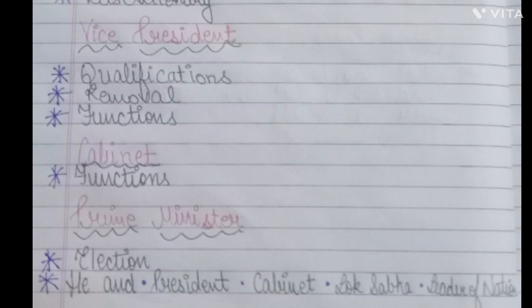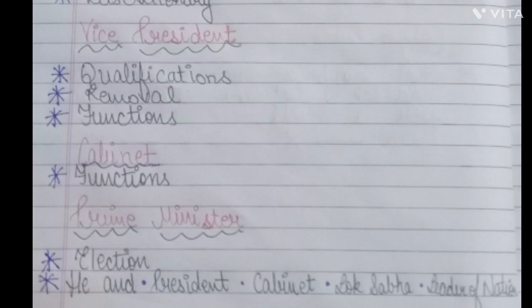Cabinet. The cabinet is the policy framing organ of the government. All appointments of the governors of the states, judges of the Supreme Court and High Courts, the chief election commissioner and others, though made by the president, are actually decided by the cabinet. The cabinet initiates almost all the bills in Parliament. The cabinet prepares the president's address to Parliament.